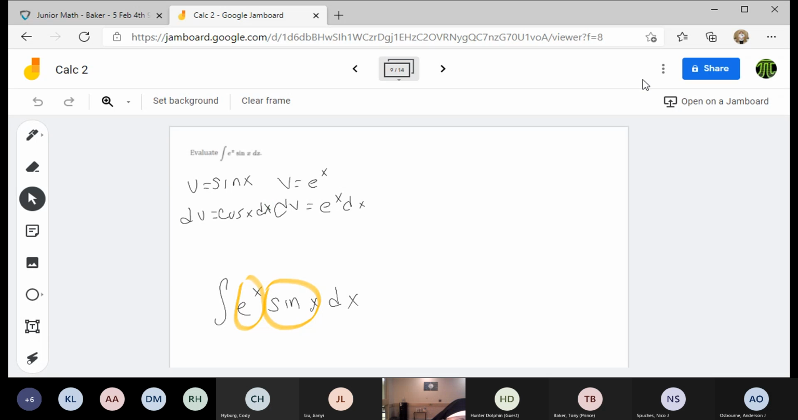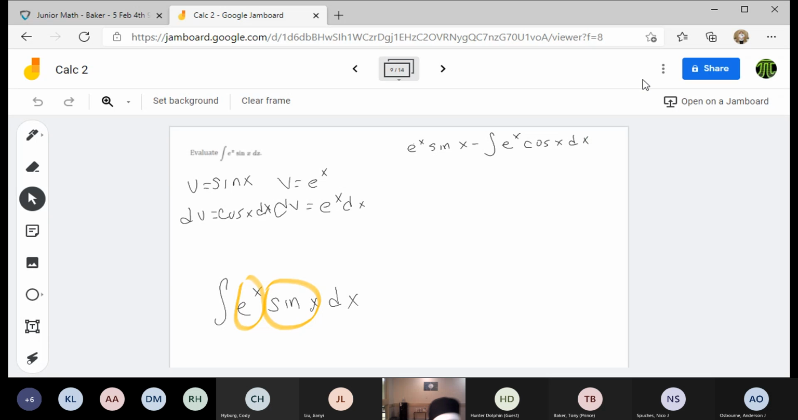So, plug this back into my problem, and we get e to the x sine x minus the integral of e to the x cosine x dx. Now, my integral didn't get necessarily any simpler, but it did change a little bit. So let's do this one.